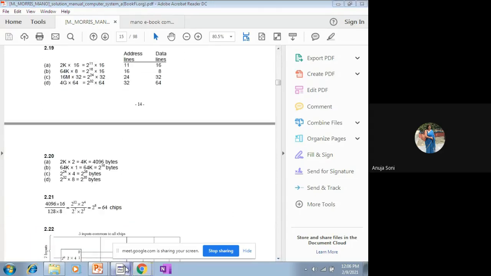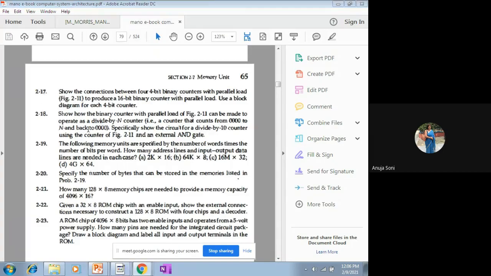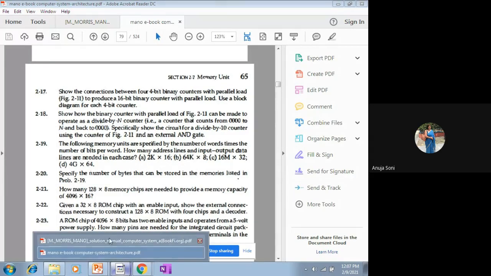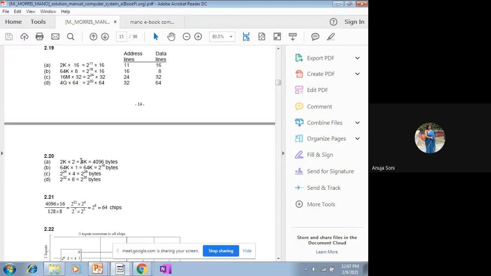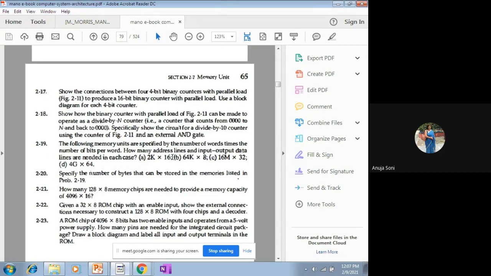Now we come to question number 20. Specify the number of bytes that can be stored in the memories listed. Means you have to find out the number of bytes that can be stored in the given memory capacity. How many bytes will be there? You have to convert it in terms of number of bytes. That's it. So regarding part A, how many bytes will be there? 2k into, what was the size? 16. 8 bits comprise 1 byte. So 16 bits means 2 bytes will be there.